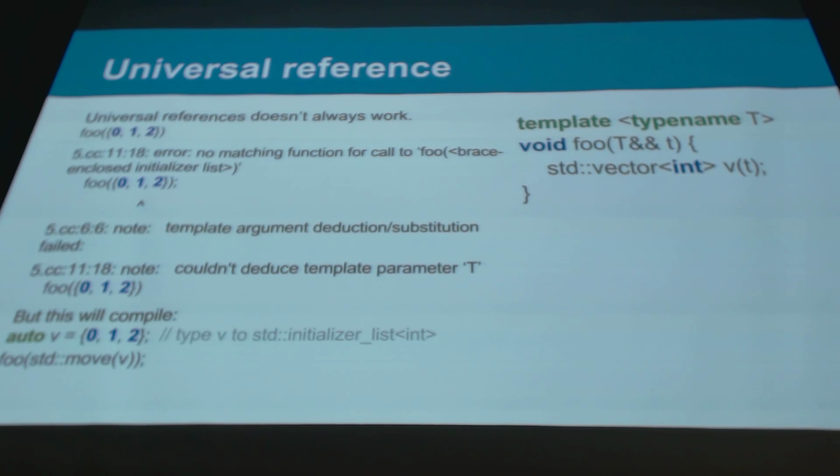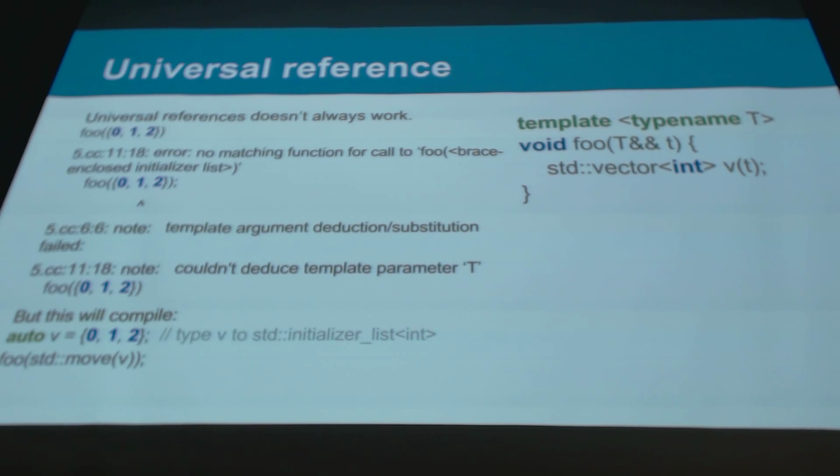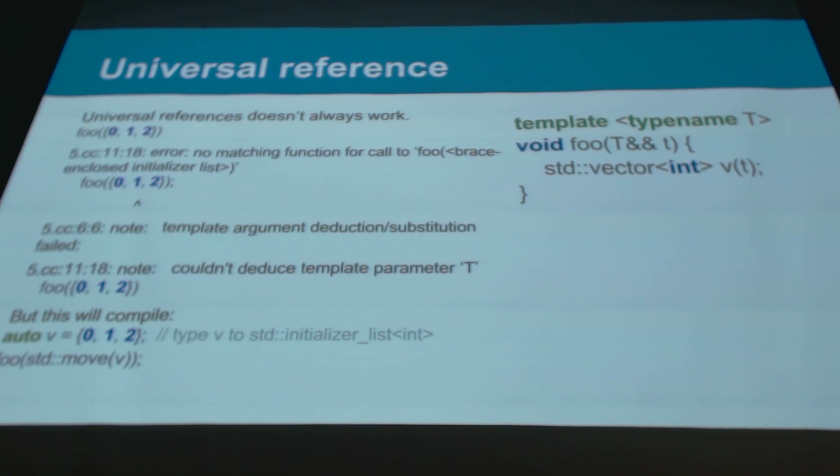And what we can do is use auto, which is another C++11 feature. This is one of the differences between template argument deduction and deduction of type for auto. Because auto can see that this thing can be changed to an initializer list from things like this. And then we, of course, have to use move to move it in place.